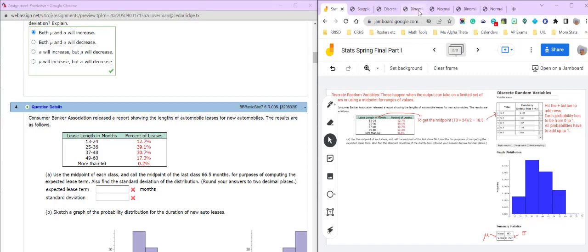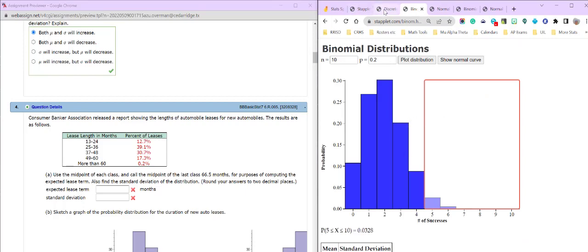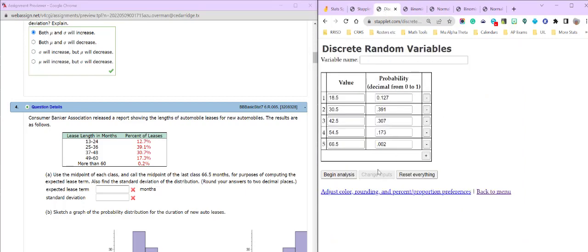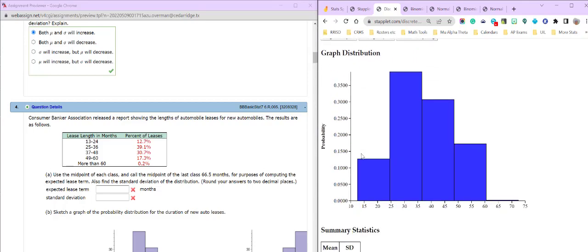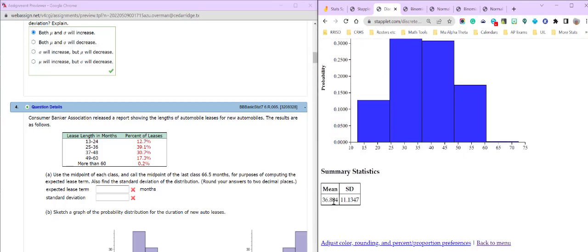And what I do is I go to the discrete random variable Staplet. Let's go to that one. Let me change input so you can see it. So we've got 13 plus 24 divided by 2 is 18.5, and then I have 30.5 for 25 plus 36. Just because it looks like a minus sign in there doesn't mean you're subtracting. You have to add these two, then divide by 2 to get the midpoints. Once you get all the midpoints, you can put in all the relative frequencies, and you can see them all here. Hit Begin Analysis, and believe it or not, it gives you your mean right here on the bottom.